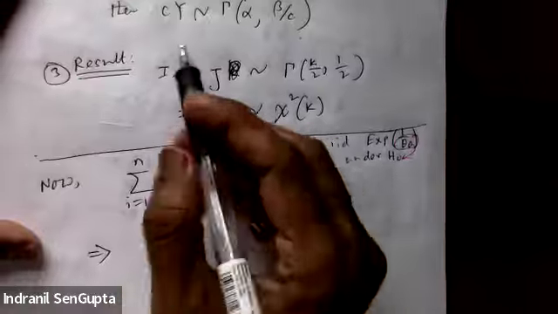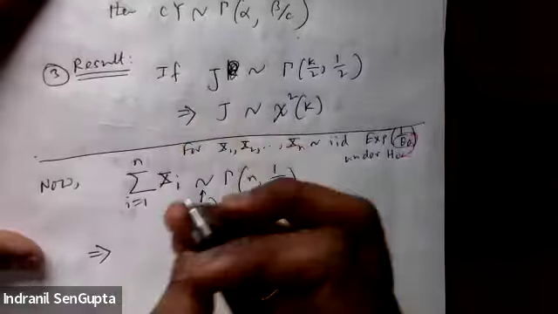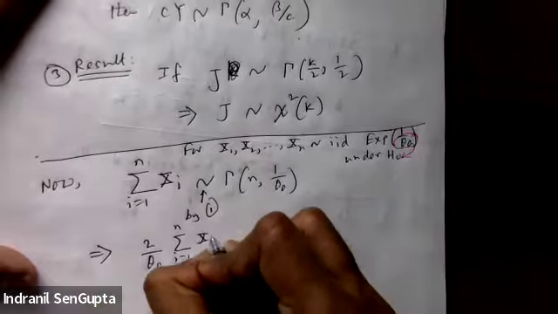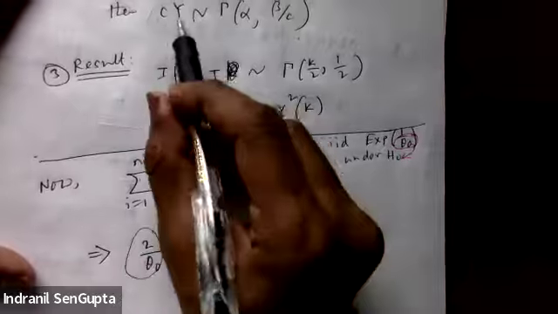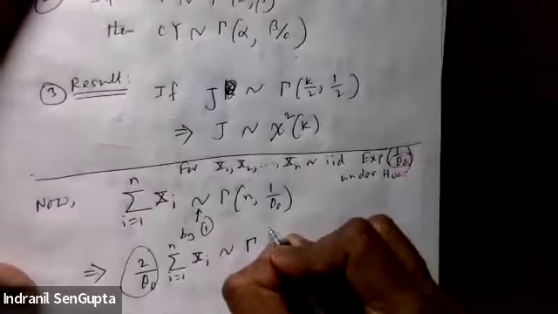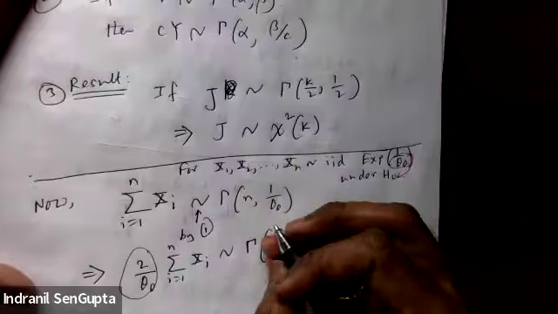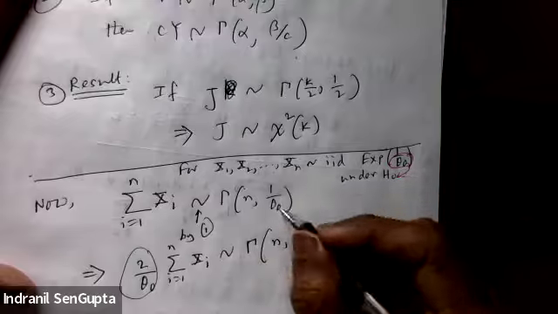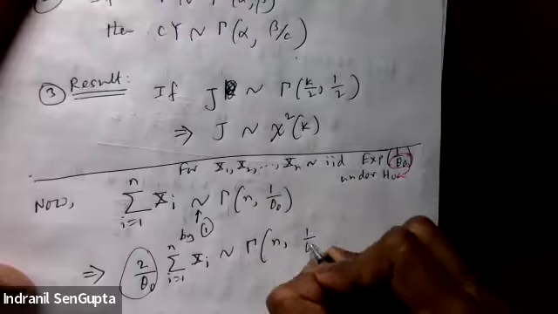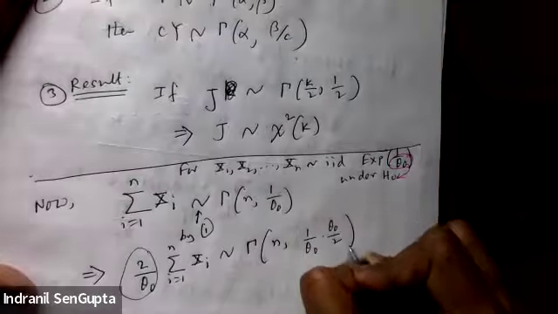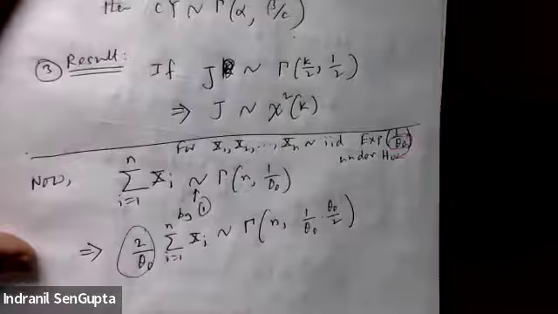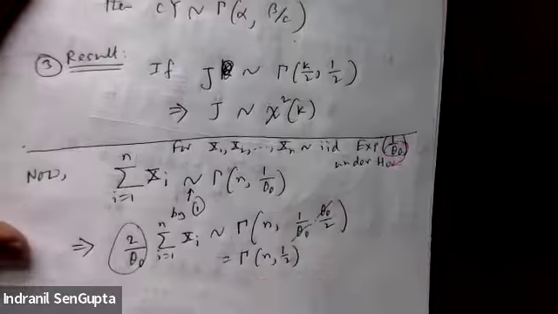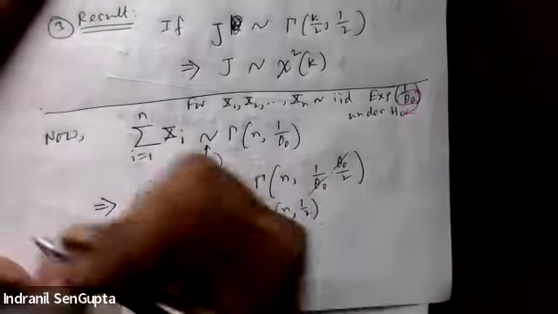That means if I multiply both sides by, say, 2 over theta 0, the summation from i equals 1 to n of x_i, this is my constant c. So this follows gamma of n comma beta over c. So it's already 1 over theta 0 over 2, right? Which is gamma of n, 1/2 by 2.